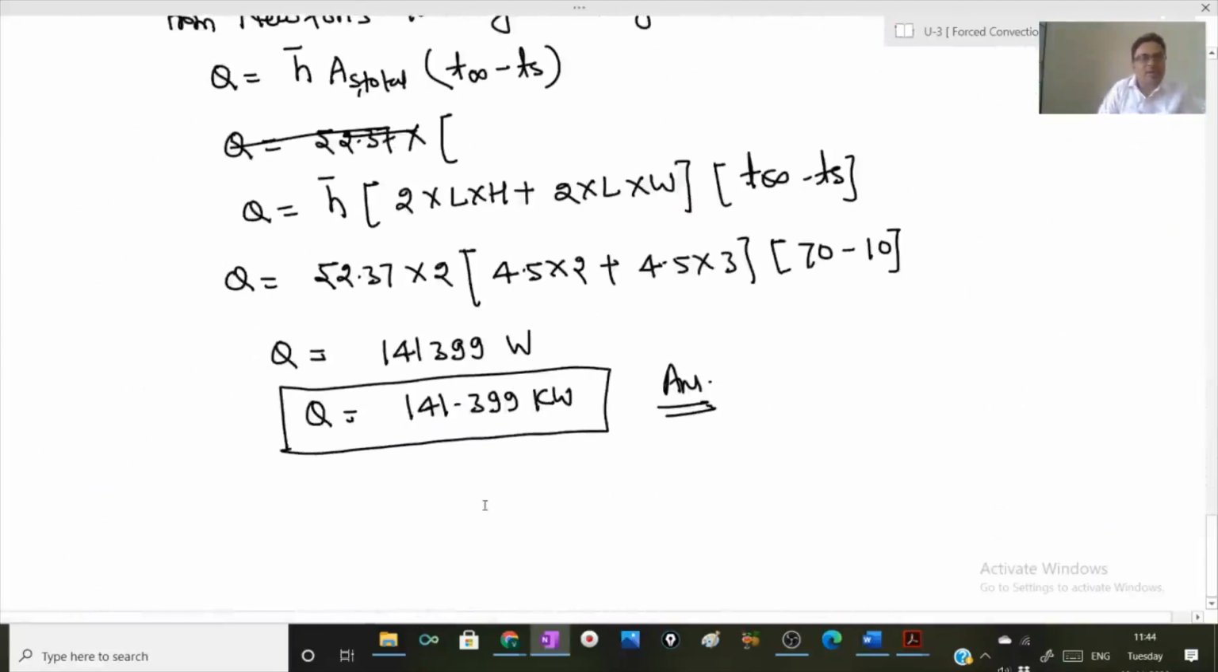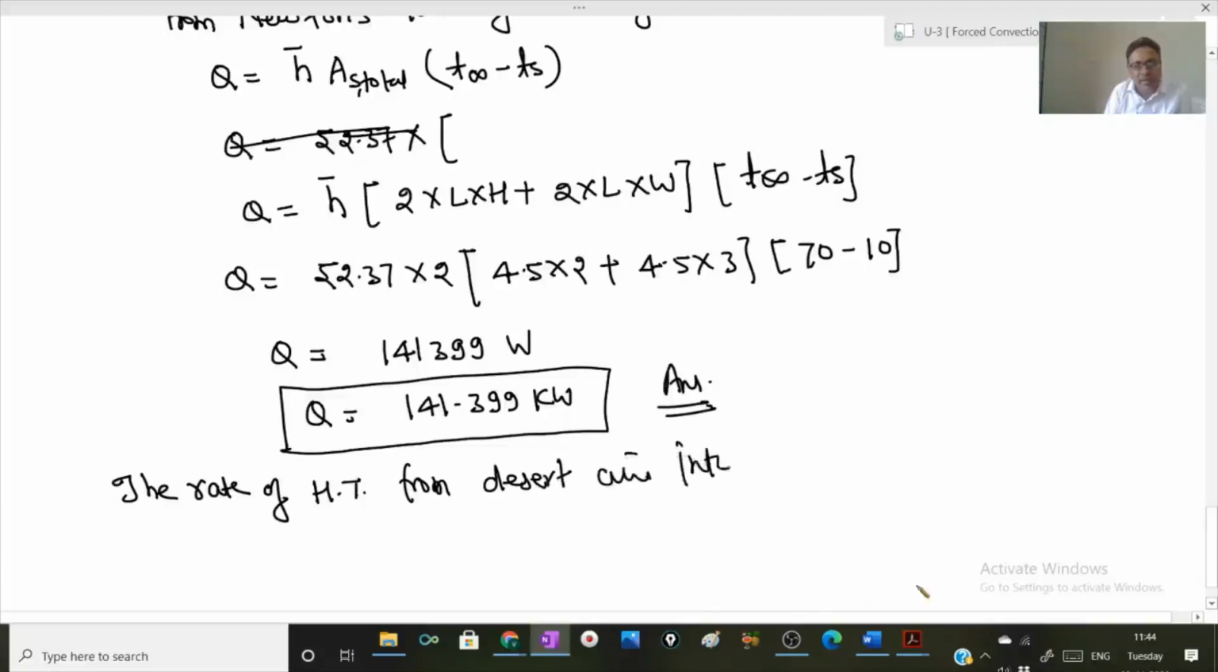Okay, so this is actually the rate of heat transfer from desert air into the truck body. So basically, the surrounding atmosphere is trying to heat the refrigerated truck.